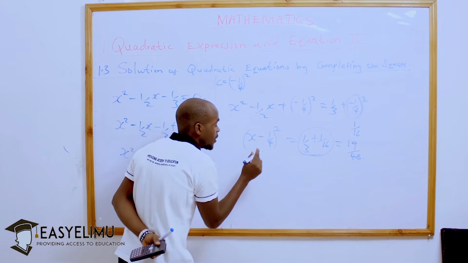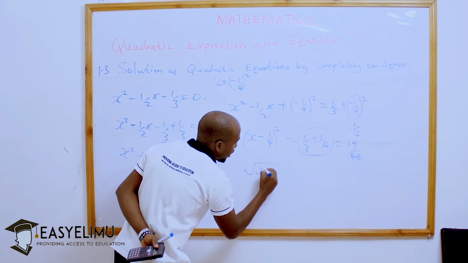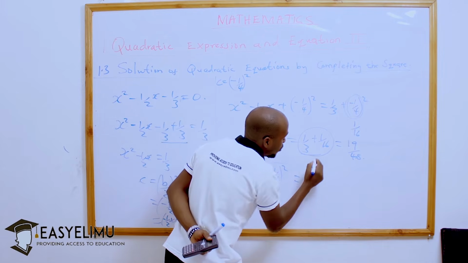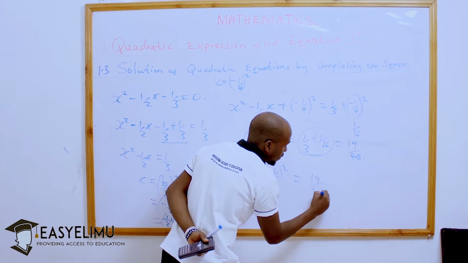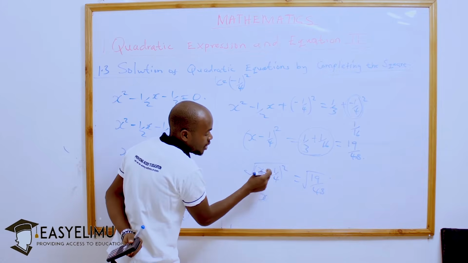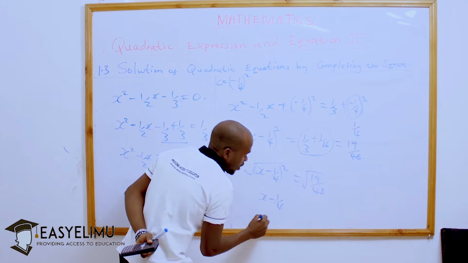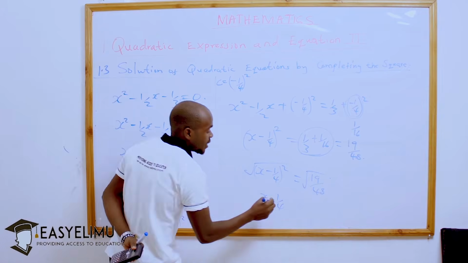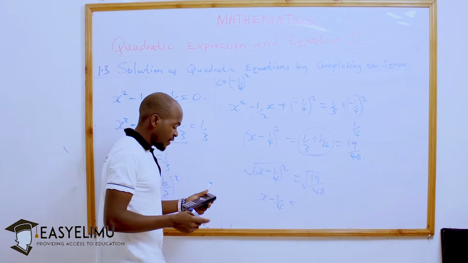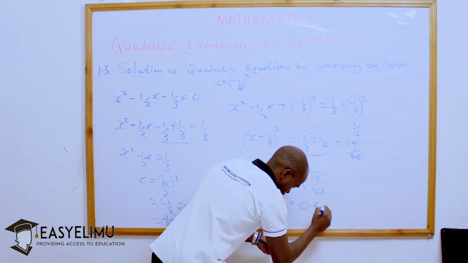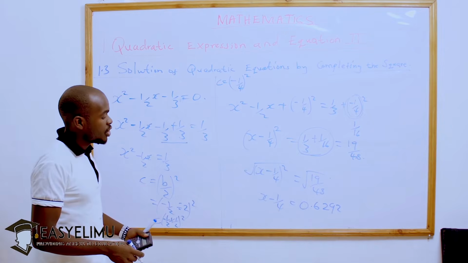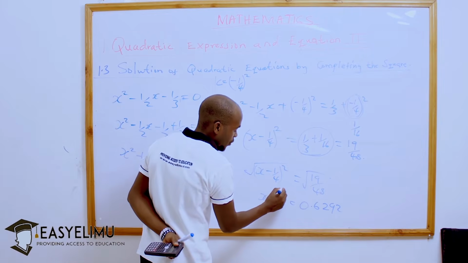If you find the square root on this side, we shall have the square root of x minus a quarter squared, and we also have to find the square root on the right hand side. The square root of x minus a quarter in brackets squared, you will find as x minus a quarter. But the square root of 19 over 48 is giving us 0.6292 to 4 significant figures. A quarter is 0.25.